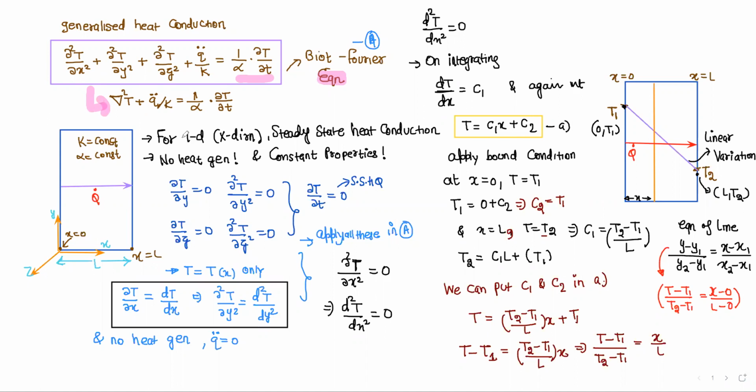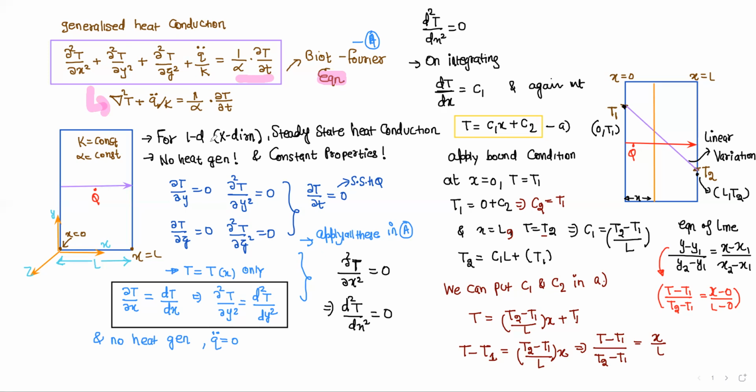Now we have some simplified cases for the plane slab. By adding some assumptions in the generalized heat conduction equation, we can get the temperature profile and the temperature distribution in the plane slab. Let us assume that we are deriving the temperature profile for 1D x direction steady state heat conduction. There is no heat generation involved, and the medium has constant properties, that is k and alpha are constant.